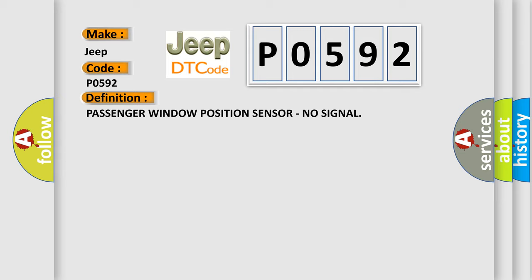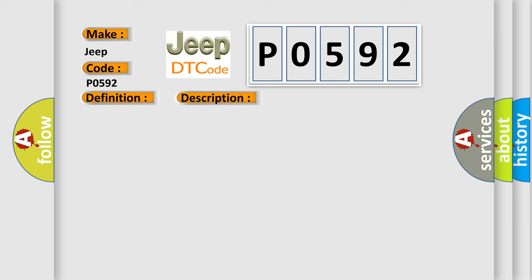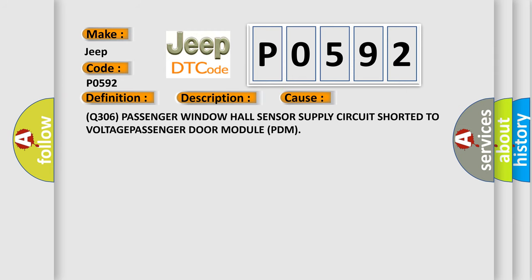And now this is a short description of this DTC code. Whenever the power is turned off to the module and it goes from being awake to sleep mode, when the passenger window hall sensor supply circuit is above 15 volts for over 15 milliseconds and the power to the module has been turned off, this code will set. This diagnostic error occurs most often in these cases: Q306 passenger window hall sensor supply circuit shorted to voltage, passenger door module PDM.